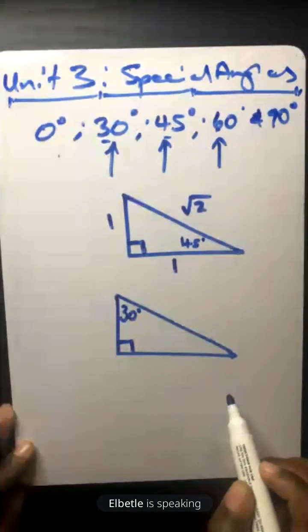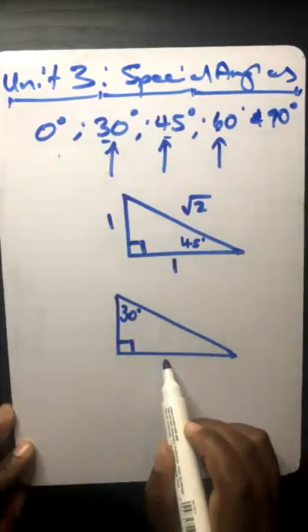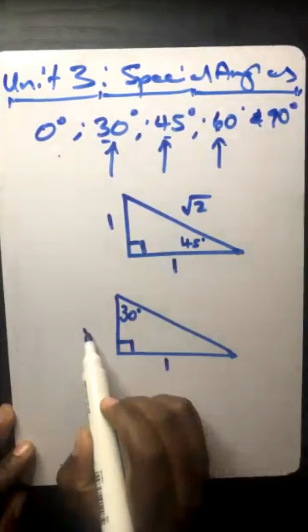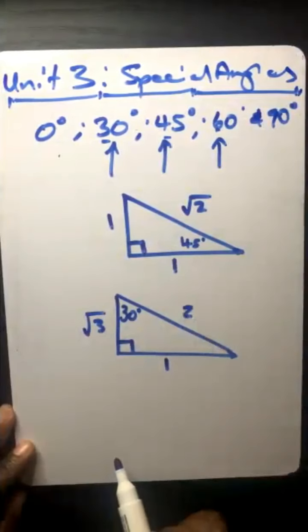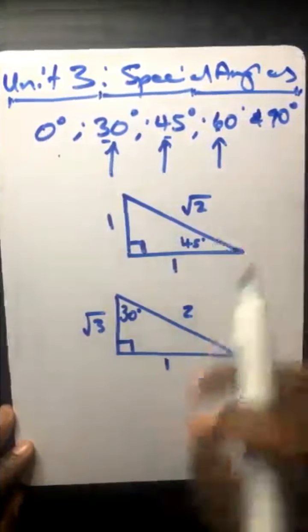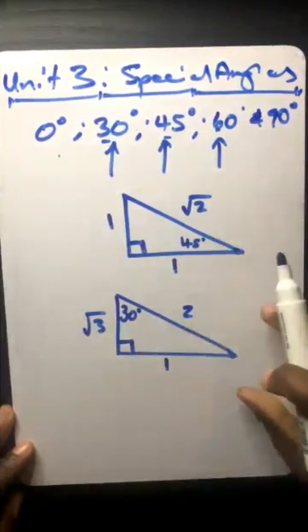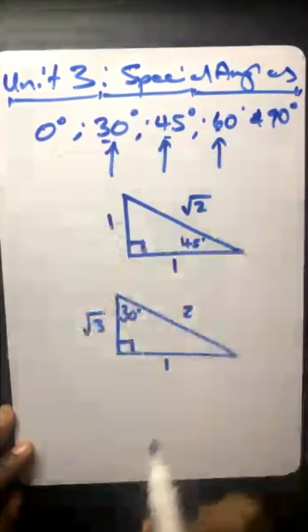The opposite will always be 1. Adjacent will always be square root of 3. Hypotenuse will always be 2. So this is a special angle for a 30-degree angle, and it will always be like this.